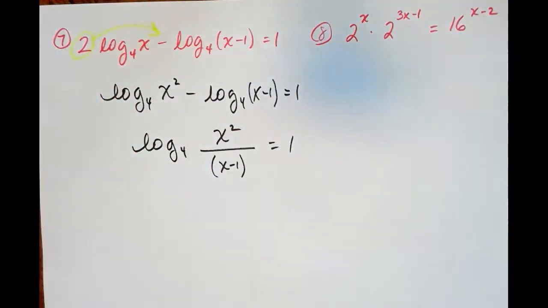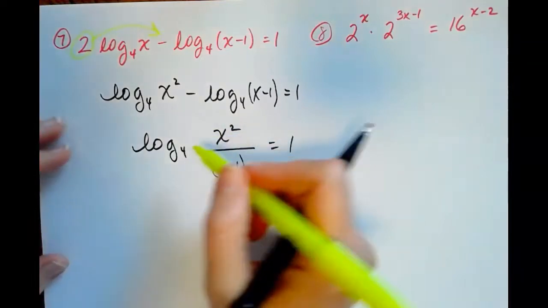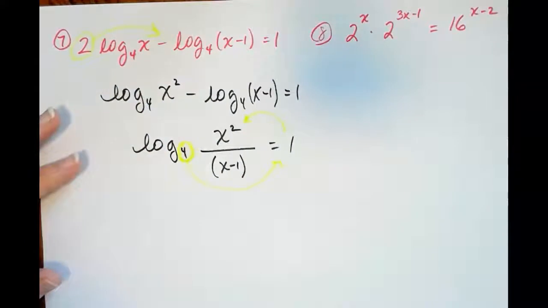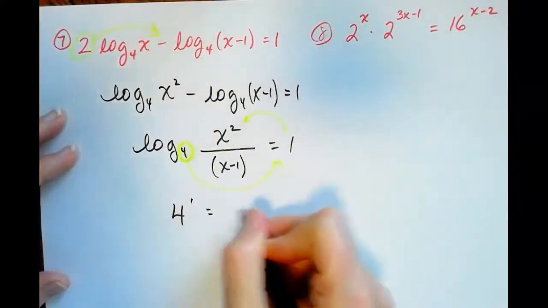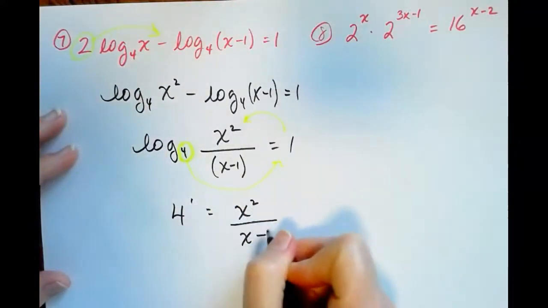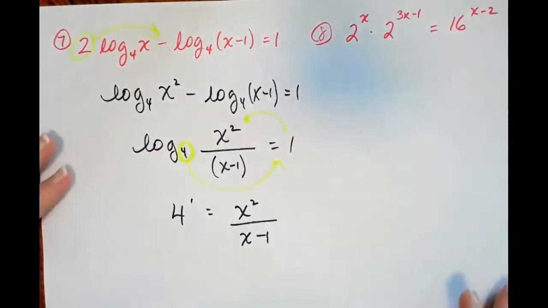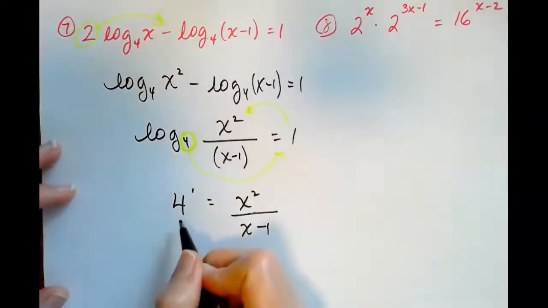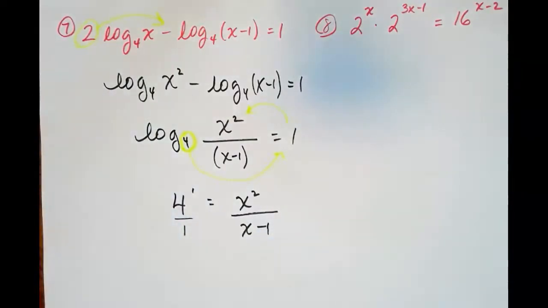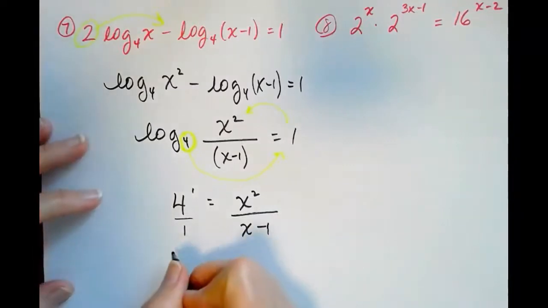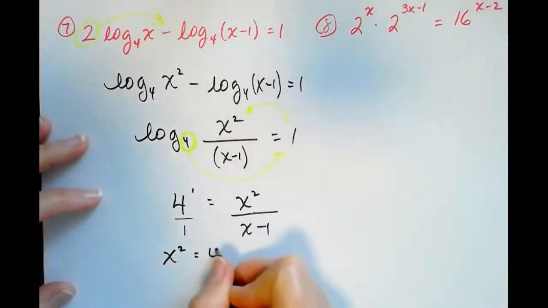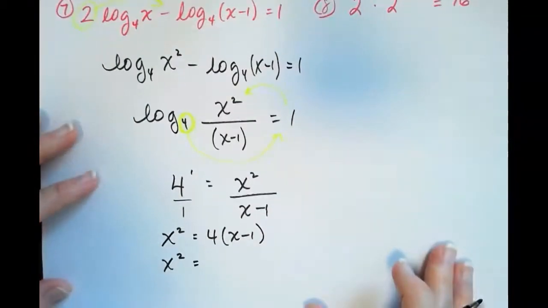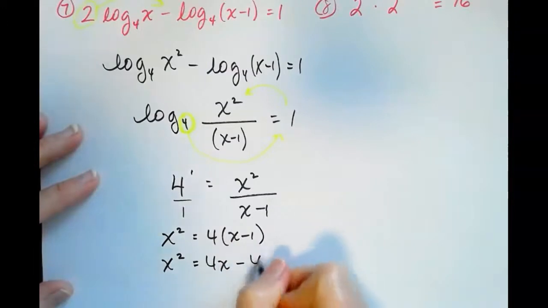So now we're going to go from a logarithm back to an exponential equation. So 4 to the first equals the argument. So 4 to the first equals x squared over x minus 1. Now this turns into a nice little proportion that needs to be solved. And in order for us to do that, let's cross multiply. So x squared equals 4 times x minus 1. x squared equals 4x minus 4.